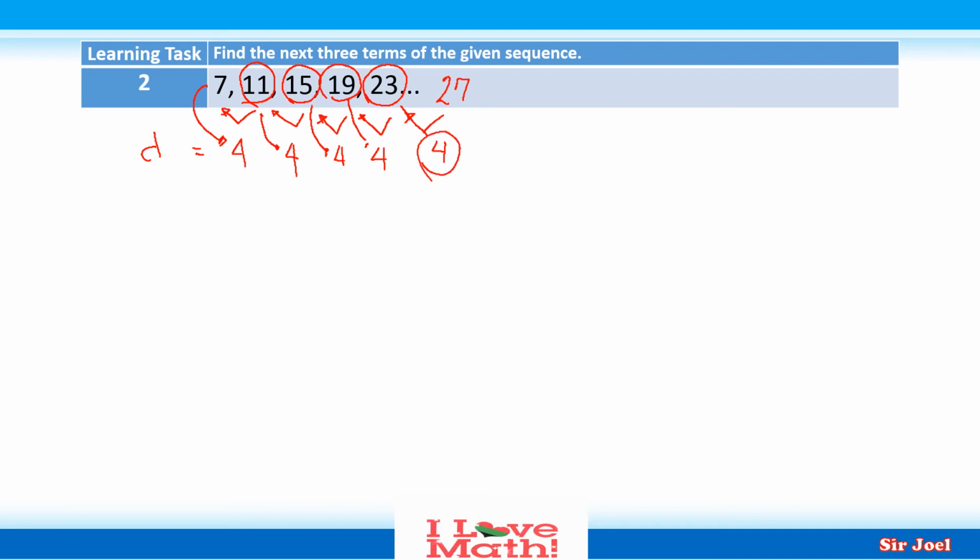Nasusundan natin? Okay. What do you think is the next term? 27 plus 4, the answer is 31. And 31 minus 27, the answer is 4. Okay, and then next, 31 plus 4, so the answer is 35. And 35 minus 31, the difference is 4. And so on. Meaning, the next 3 terms are 27, 31, and 35.